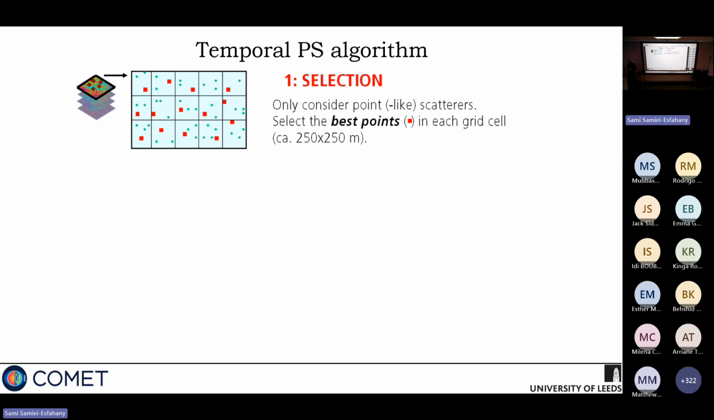I'm just going to step back a bit now before I get to that, going back to the actual operational algorithm. The first step is to do some sort of selection. At the beginning, you select the pixels which are most likely to be PS. That can be done in different ways, like picking the best pixel in a grid cell.